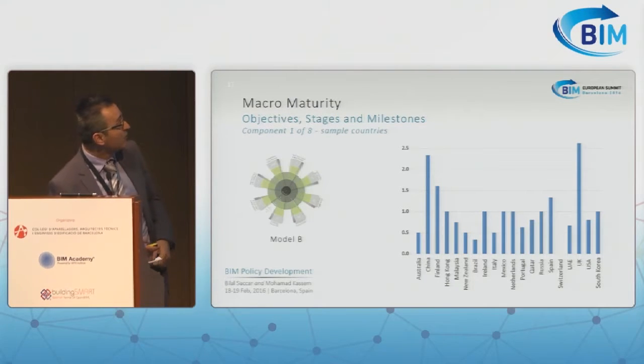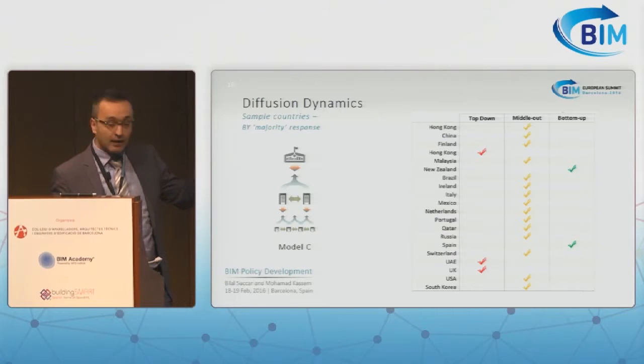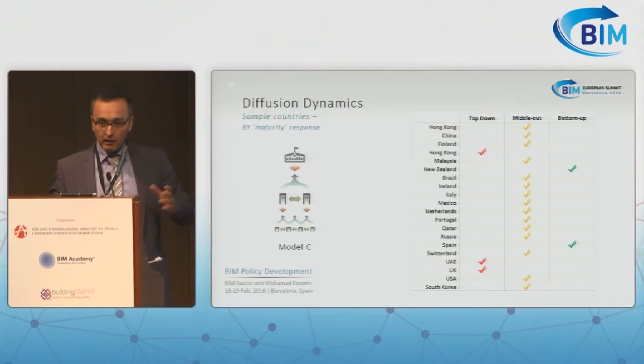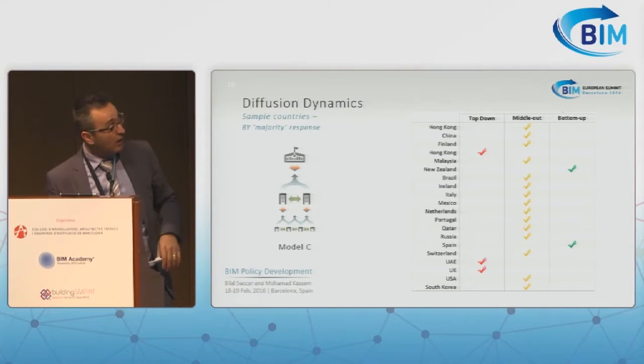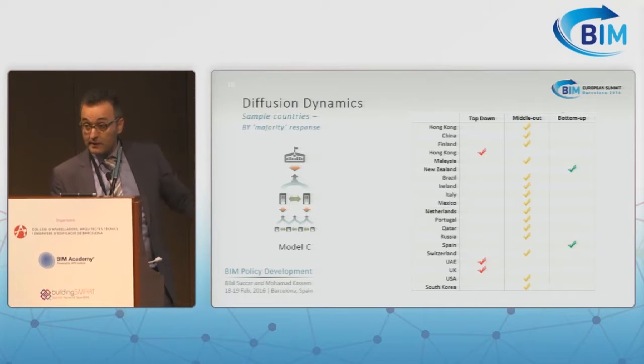Okay. If I move to the third model, it's actually about the dynamics, the diffusion dynamics. And it's very interesting to see that most countries, 65% of countries we investigated, have the dynamic which is middle out, where large players diffuse BIM down to the supply chain and upward to the policy. Only 2 countries are top down in this scheme. In this study, it's Hong Kong, the UK, and Emirates.